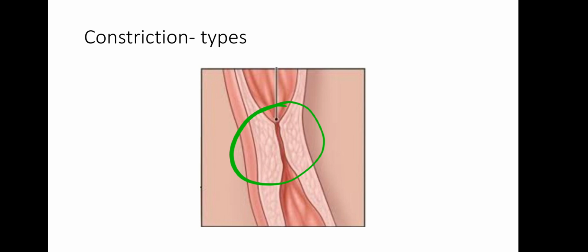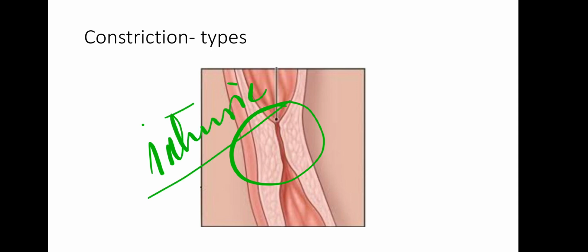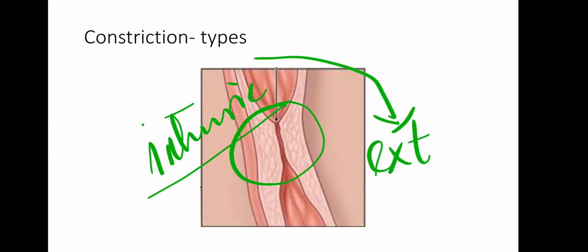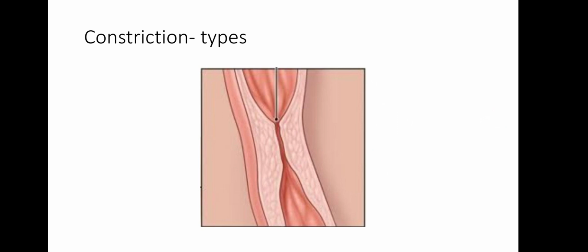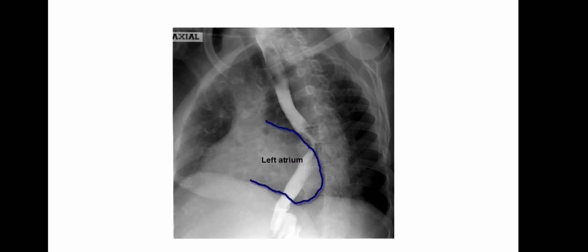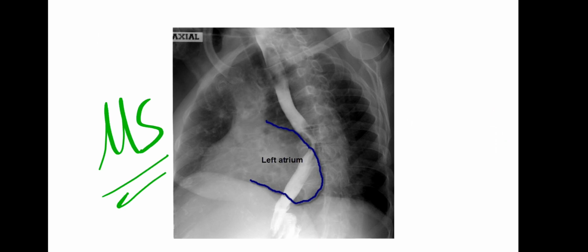So this kind of constriction is intrinsic constriction, where it is because of the esophagus itself. And we have another type of constriction called the extrinsic constriction, where the constriction is due to external sources. So we'll see about the extrinsic constriction. One common cause for extrinsic constriction is in the case of mitral stenosis, where the enlarged left atrium can compress on the esophagus, as you can see in this picture.